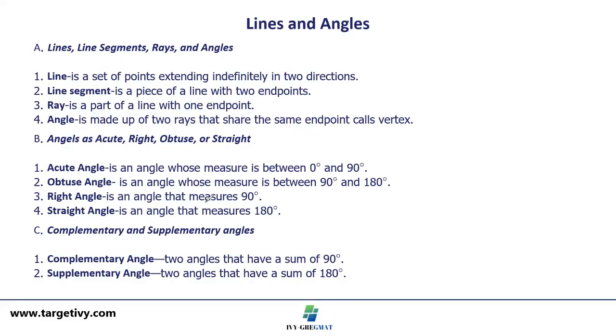Lines and angles seem to be very easy, something we have all learnt in our school days. But to get the very basic concepts clear, let us understand what line segments, rays and angles are. A line is a set of points extending indefinitely in two directions. If a line is something, it extends in both directions, so it doesn't have an end point. But a line segment is a piece of line with two endpoints.